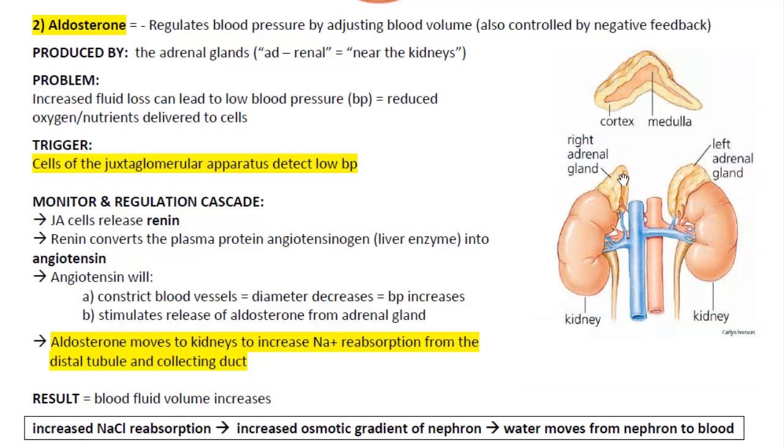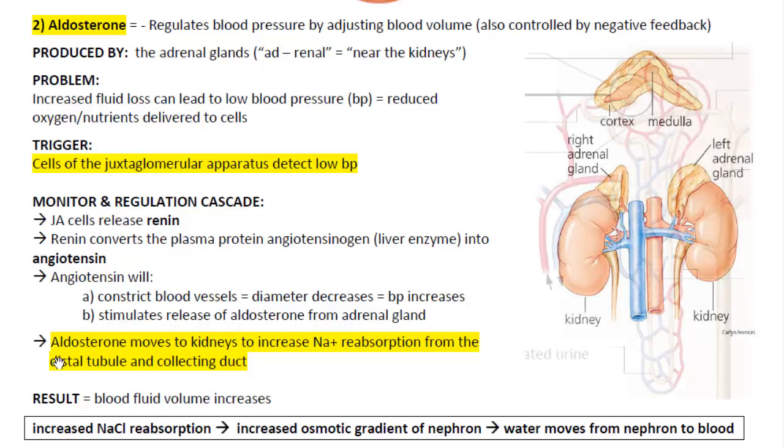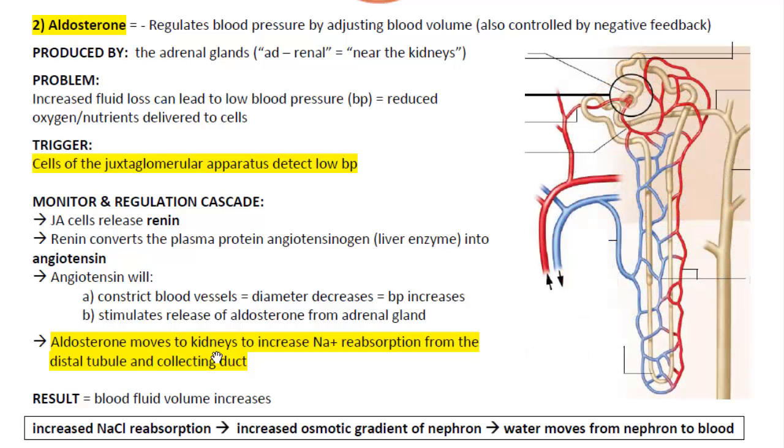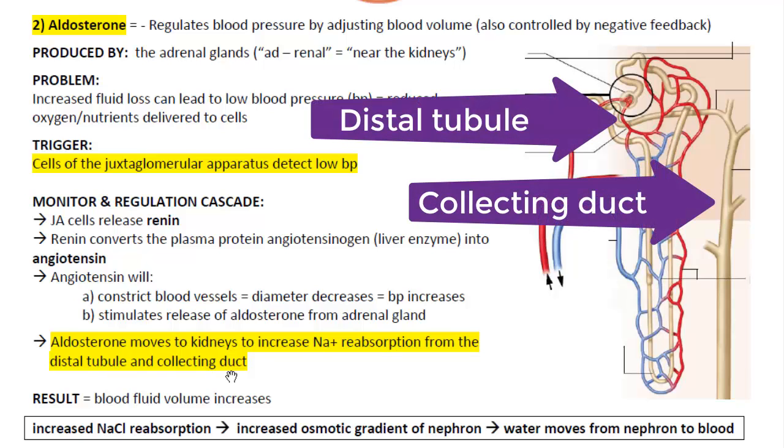So when blood pressure increases, the adrenal gland knows to start releasing aldosterone. When the aldosterone then moves to the kidneys, it's going to do a very similar thing, but in this case, rather than making the kidneys more permeable to water the way that the ADH does, this one is going to increase sodium reabsorption. And when you increase the sodium reabsorption, the water follows. So I'm going to take sodium and put it back into the blood from the distal tubule and the collecting duct. Water will follow that naturally because of the osmotic gradient.